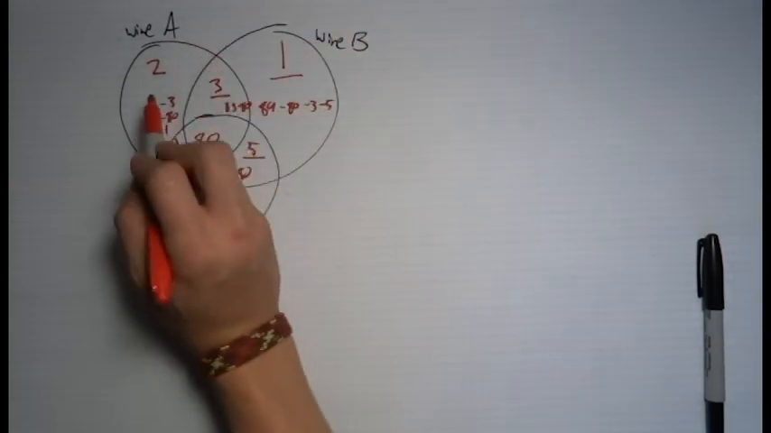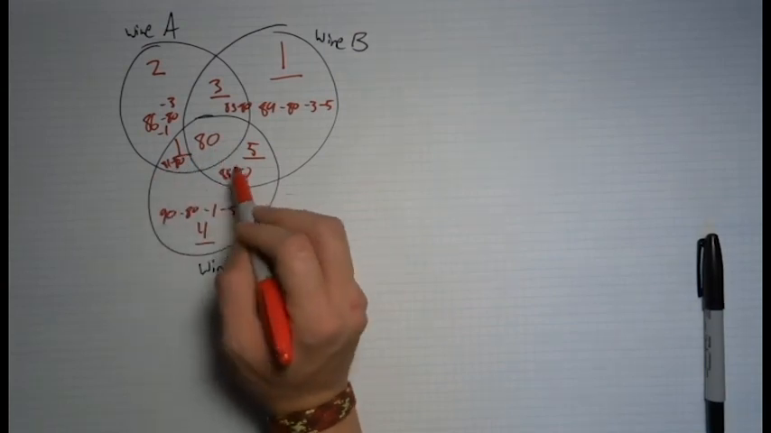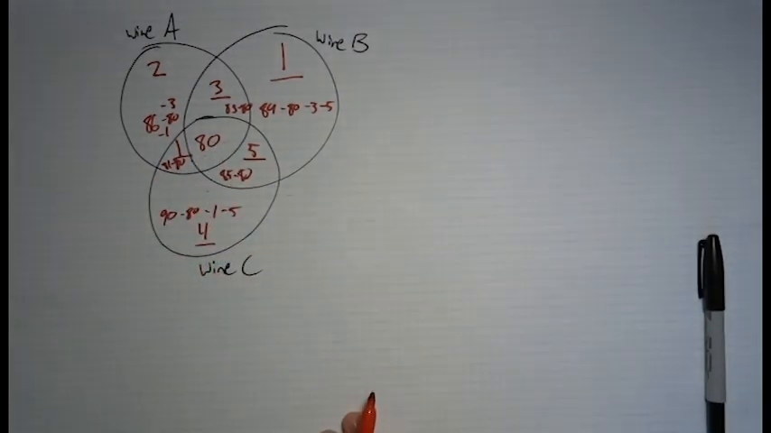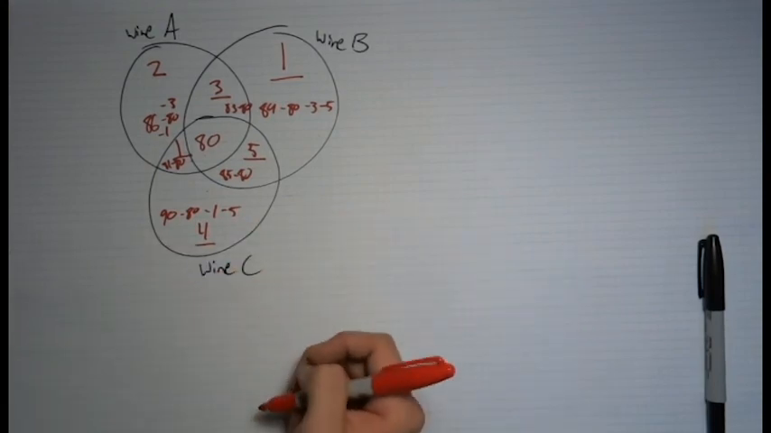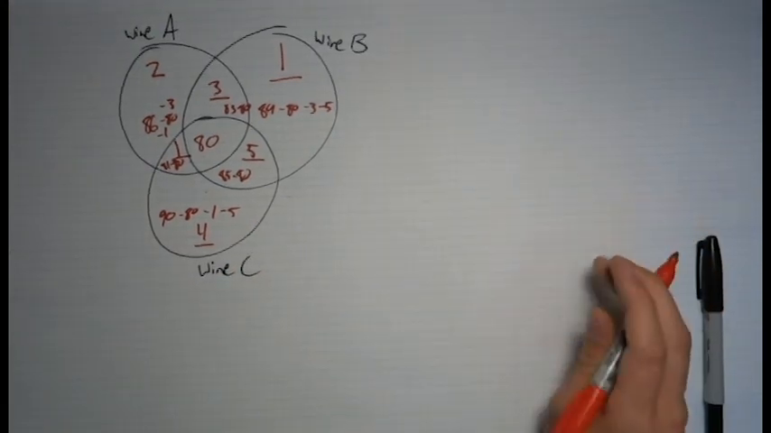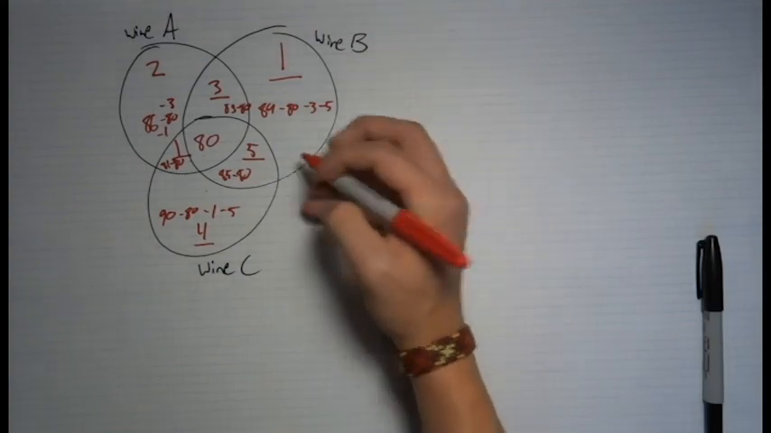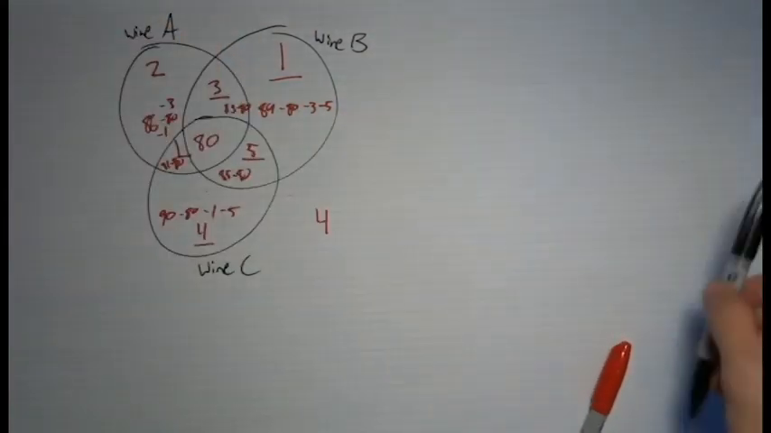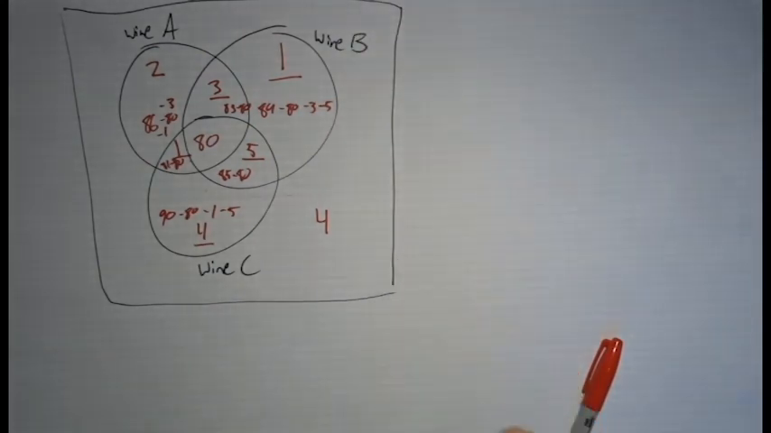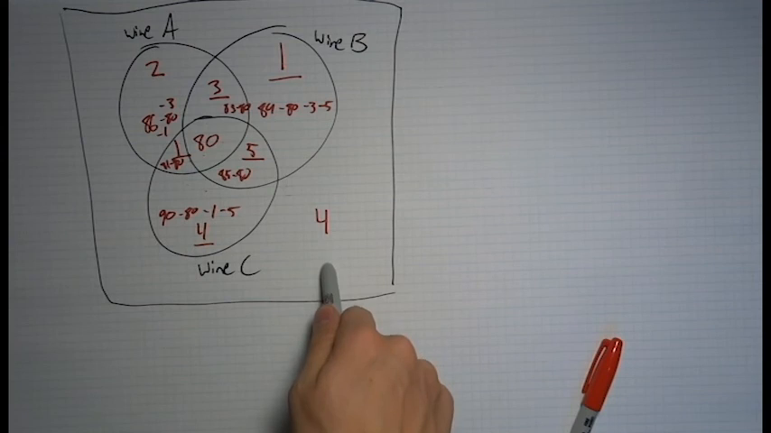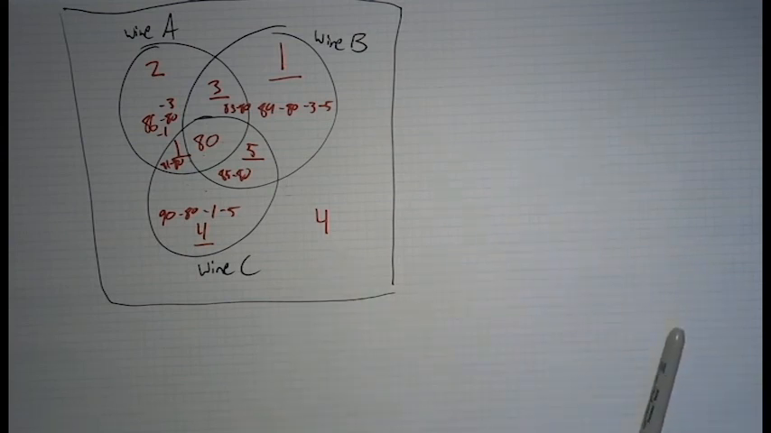All of these numbers added together, 2, 3, 1, 85, and 4, gives us 96 people. Well, we were told that 100 people are surveyed, so we're missing 4 people. These 4 people go right here in our larger box because they didn't like any of the wines. So they're still counted in our total, but they don't count towards any of the wines.